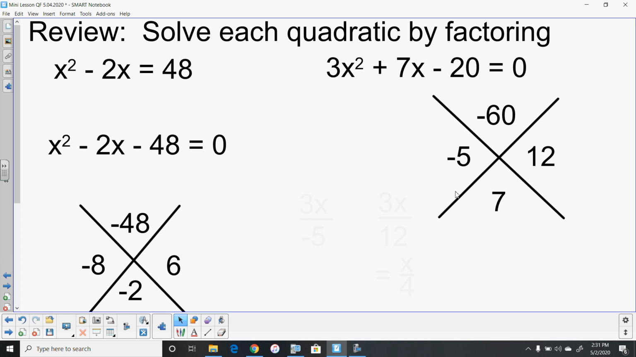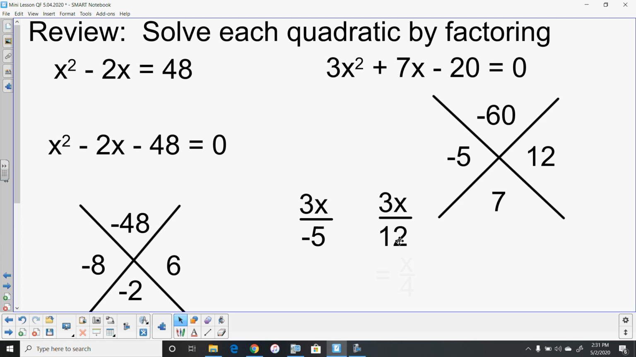So once I've found those two factors, the thing I was trying to show you last week was that you can take whatever this a value is, which is 3, put it with an x on top of two fractions. So I have 3x and 3x as my numerators. The two factors we found here, negative 5 and positive 12.